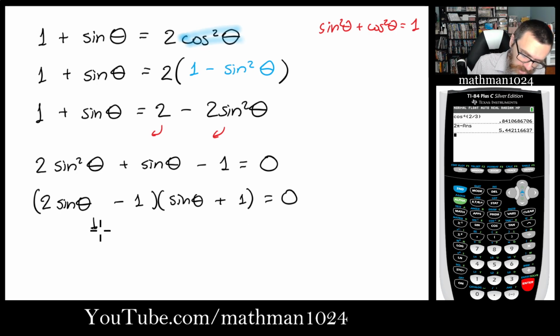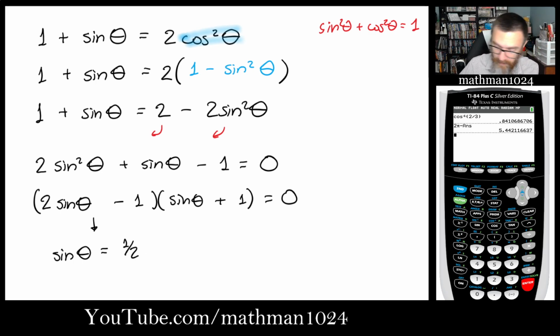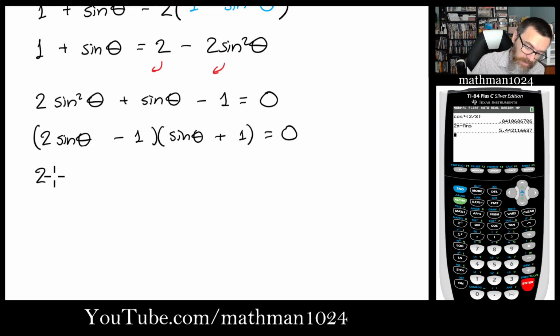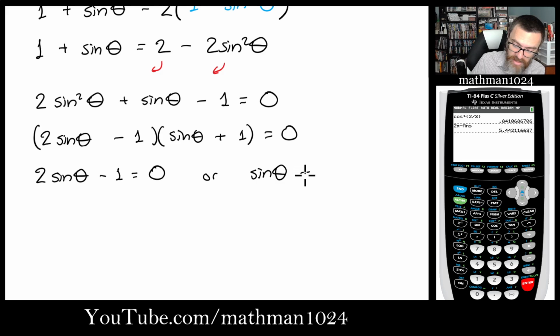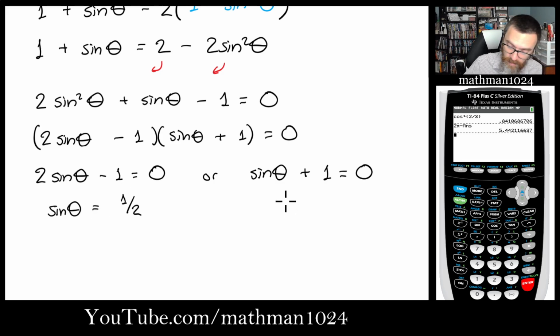All right, so solving this, just like I'd solve for x, I'm going to solve for sine of theta. Sine of theta is equal to a positive 1/2. And again, maybe I shouldn't have done that. Maybe I should take the time and remind you of what's going on here. You would say that 2 sine of theta minus 1 equals 0, or sine of theta plus 1 is equal to 0, right? Get sine of theta by itself. So here in the first one, you would add 1, divide by 2, and in the second equation, you just subtract 1.